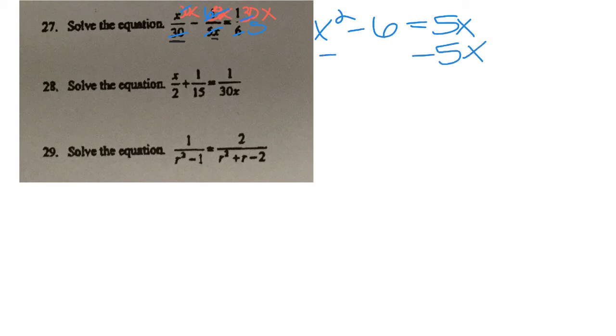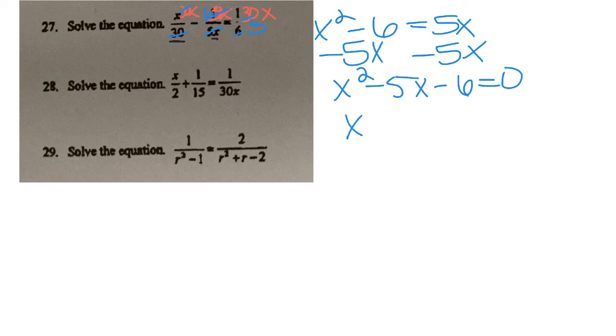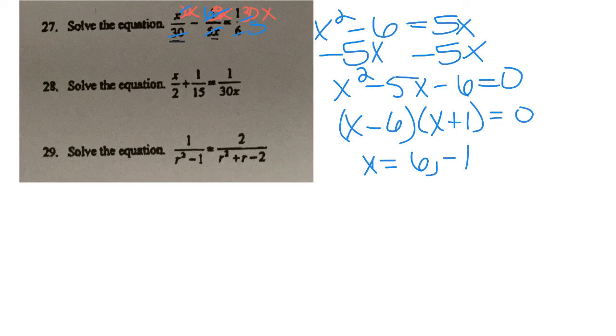I'm going to subtract 5x. X squared minus 5x minus 6 equals 0. What two numbers multiply to negative 6 and add to negative 5? We have x minus 6 and x plus 1 equals 0. So x is 6 and negative 1, which both work because 0 would be extraneous.